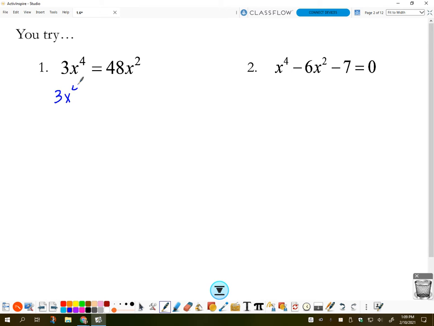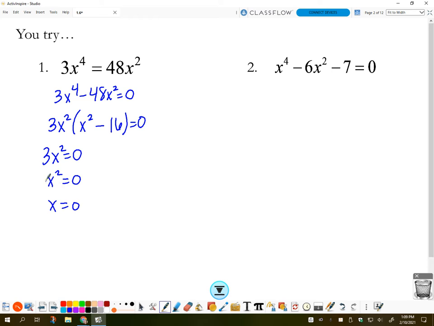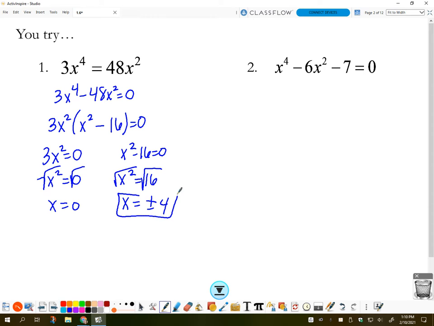All right, so first we need everybody on the same side. We can take out a 3x squared, which will leave us an x squared minus 16. So 3x squared is 0, so x squared is 0, so x is 0. Take the square root. All right, x squared minus 16 is 0, so x squared is 16. So x is plus or minus 4 because we took the square root. So positive 4, negative 4, 0, which is a repeated solution.